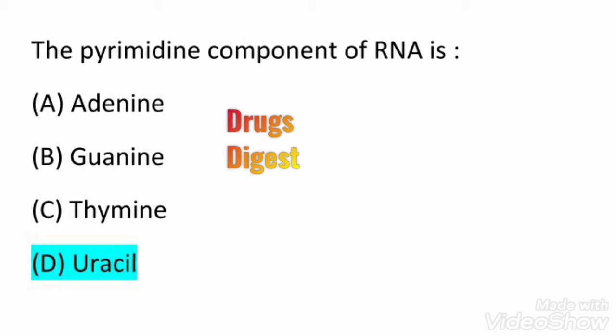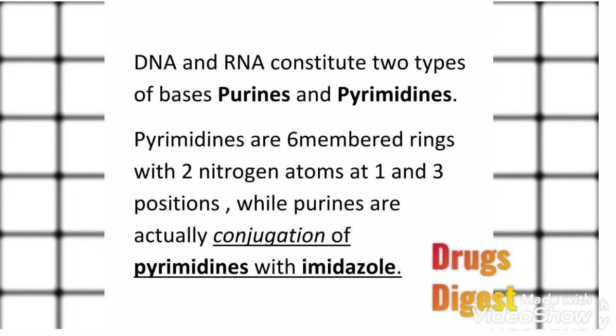Next question. The pyrimidine component of RNA is. Options are adenine, guanine, thymine and uracil. The right answer is uracil. DNA and RNA constitute two types of bases, purines and pyrimidines. Pyrimidines are 6-membered rings with 2 nitrogen atoms at 1 and 3 positions, while purines are actually conjugations of pyrimidines with imidazole.